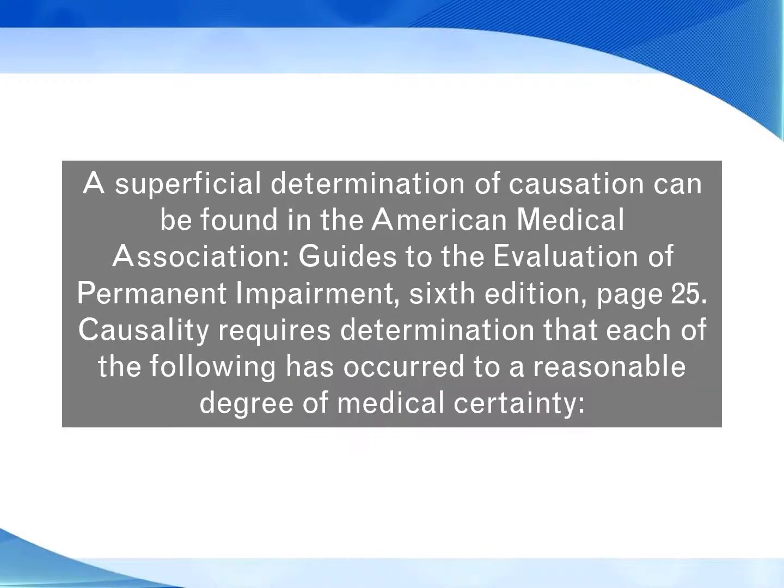Causation. A superficial determination of causation can be found in the American Medical Association Guides to the Evaluation of Permanent Impairment, 6th edition, page 25. Causality requires determination that each of the following has occurred to a reasonable degree of medical certainty.